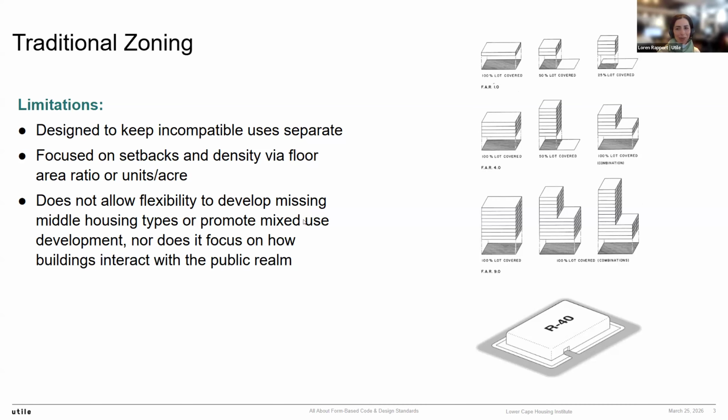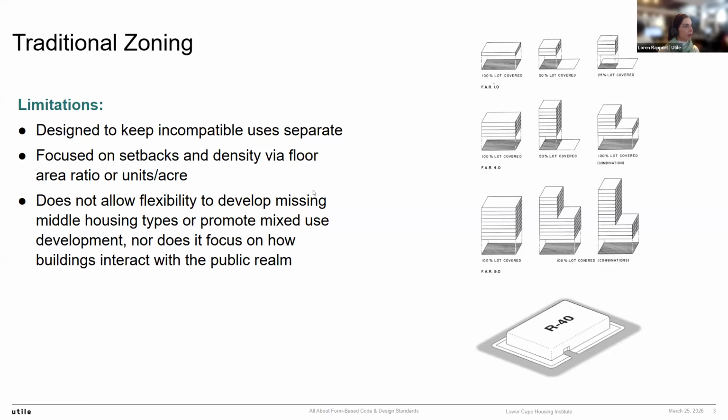Many towns on the Cape certainly use traditional zoning that's more concerned with measuring density with floor area ratio. Traditional zoning in this sense is really designed to keep incompatible uses separate, but isn't so concerned with how buildings look and feel. And it certainly doesn't give priority to how they interface with the street and the public and private spaces around them. There's also a bit of inflexibility around those missing middle scales of housing that so many towns and municipalities are looking to adopt.